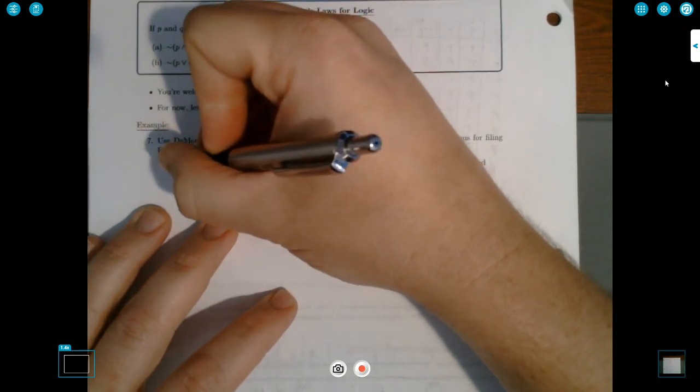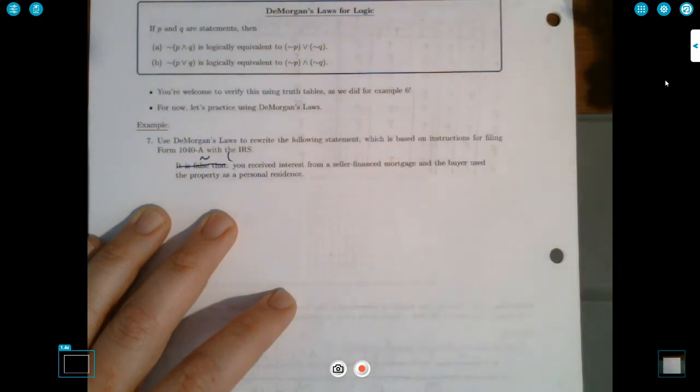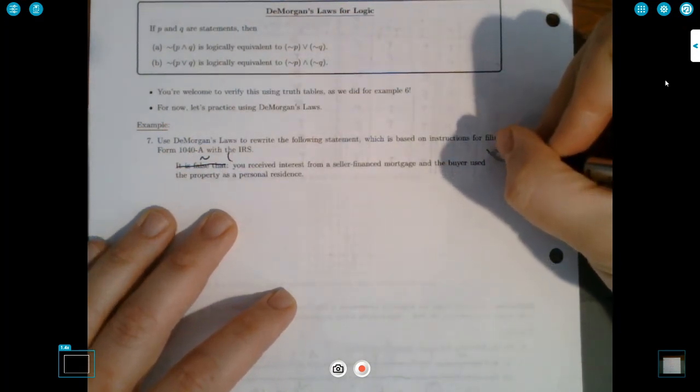So example 7 says, use De Morgan's laws to rewrite the following statement, which is based on instructions for filling form 1040A with the IRS. And the statement is, it is false that you receive interest from a seller-financed mortgage and the buyer used the property as a personal residence. Okay, so when it says it is false that, that's a negation. So we're going to negate a whole big statement, right?